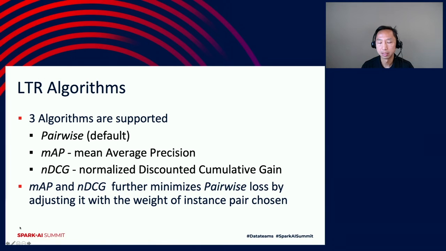There are three different algorithms supported on the GPU. The first one is the default, which just does the pairwise comparison. Then there are two more, mean average precision and normalized discounted cumulative gain. They're just variations on the pairwise approach, with further weighting of the training instances.